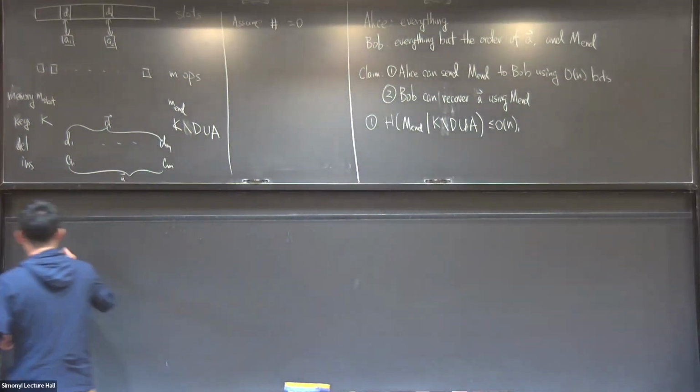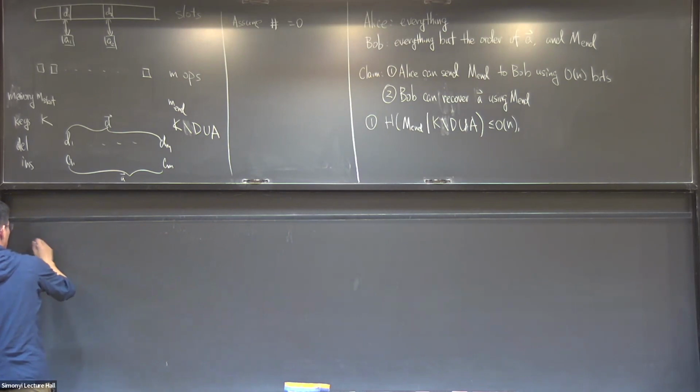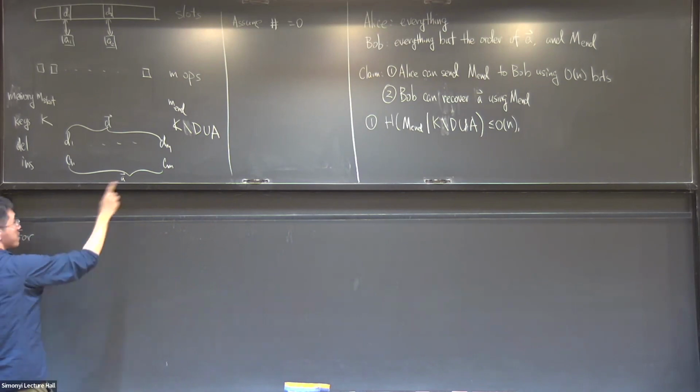And then for 2, let me briefly mention why this is true. Suppose the recovery algorithm for Bob will try to recover those insertions one at a time. So we'll just focus on the first insertion.